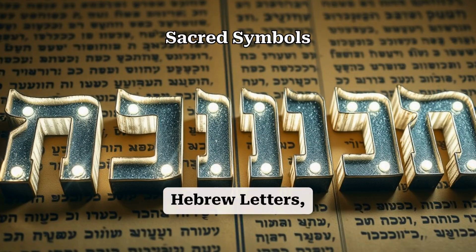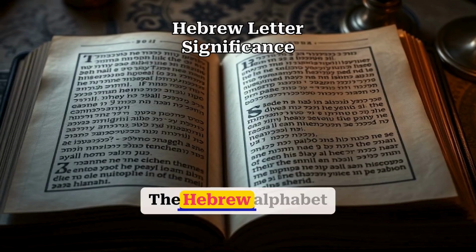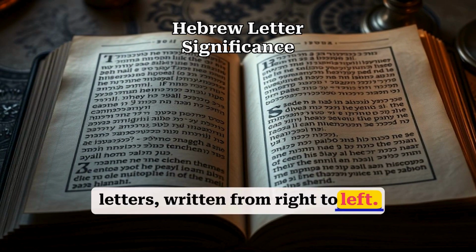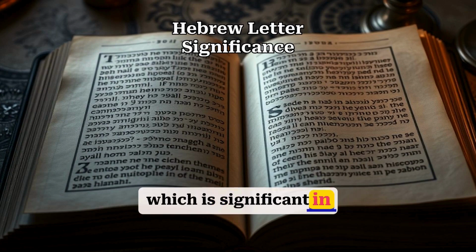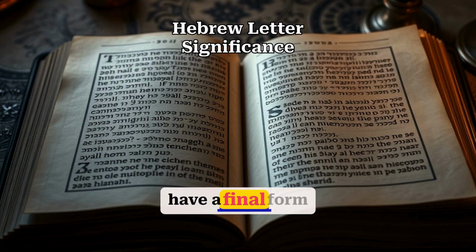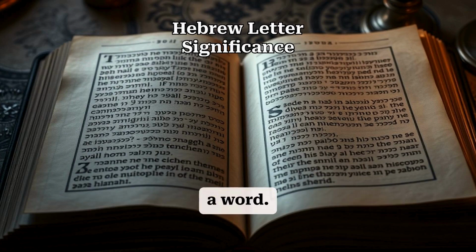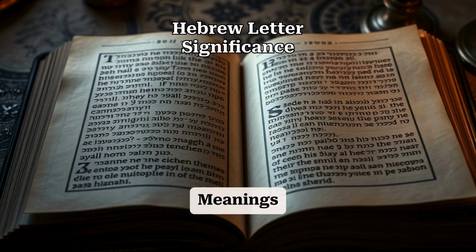Hebrew letters, numerological values and meanings. The Hebrew alphabet consists of 22 letters, written from right to left. Each letter has a numerical value, which is significant in numerology, gematria. Some letters also have a final form, sophit, when they appear at the end of a word.